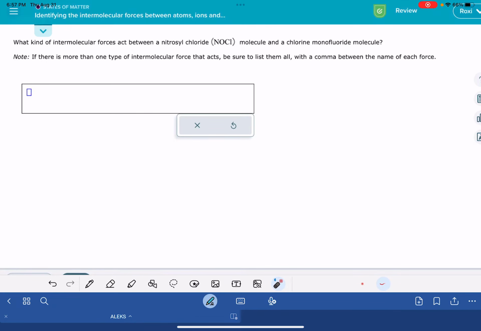In this video, I'm going to give you some tips for solving the ALEKS problem called identifying the intermolecular forces between atoms, ions, and molecules. So this problem is going to give us two different substances, either an atom or an ion or a molecule, and it's asking us to list all of the possible intermolecular forces that could exist between these two things.